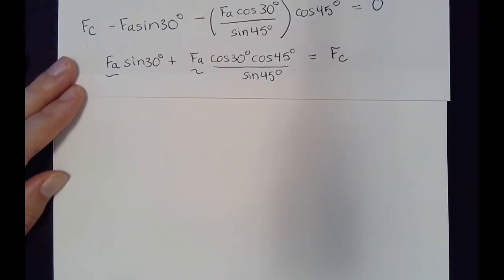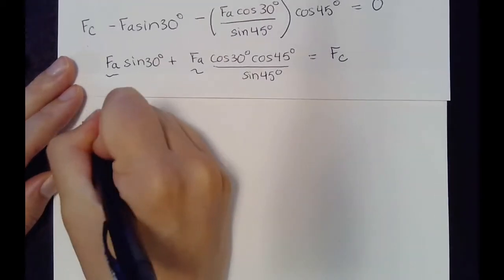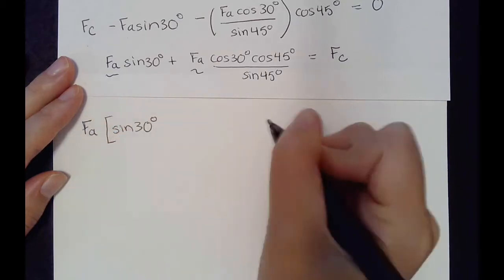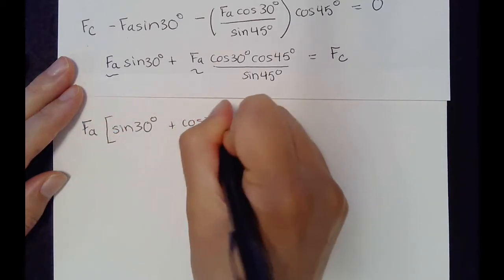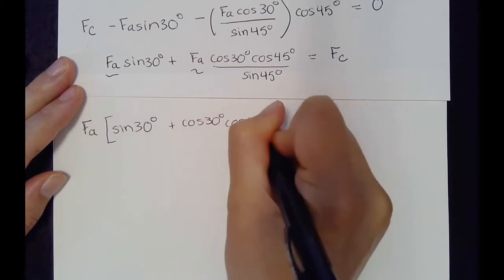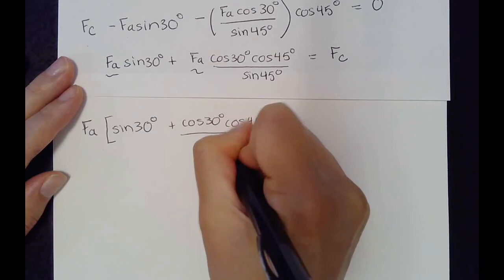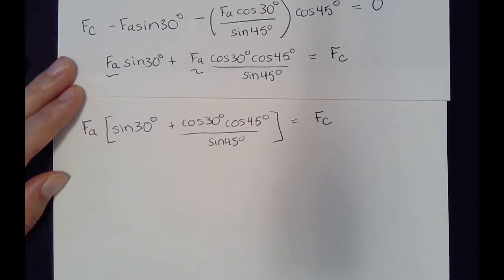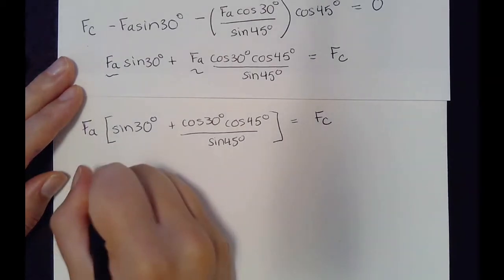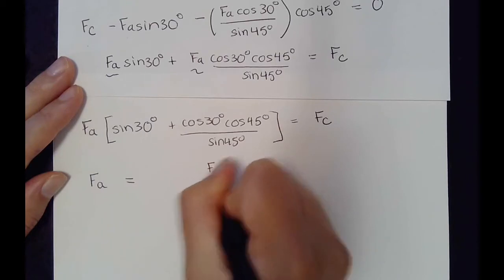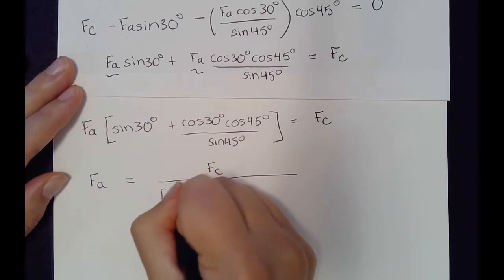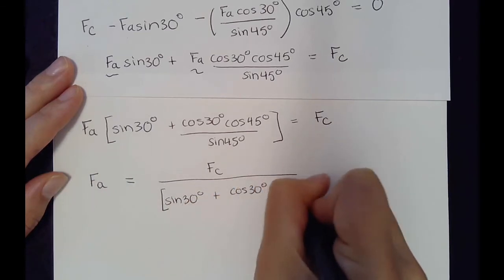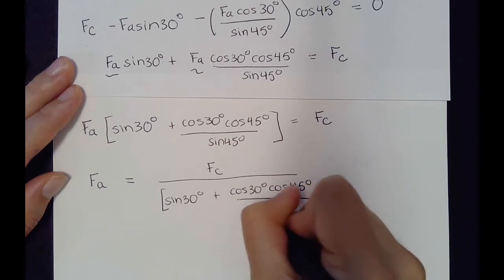All right, so I made some more room, and now I'm going to factor out fa on the left side. So in the brackets, I have everything that's left. Sine 30 plus cos 30 cos 45 over sine 45, which equals fc. And then I'll divide by this entire bracket to get fa by itself. fa equals fc over sine 30 plus cos 30 cos 45 over sine 45.